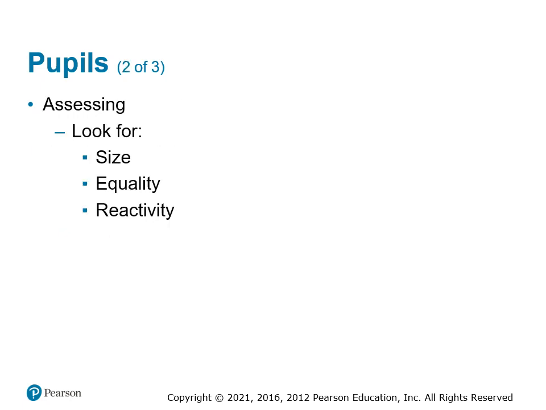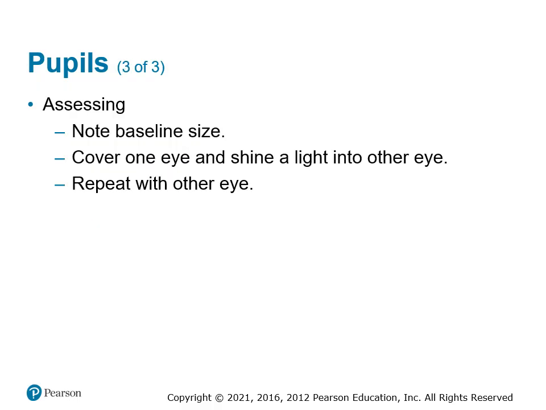We're going to look for the size of the pupil, and you can compare it. Usually on your pen light, there's a little chart on the side on most of them. You're going to make sure both pupils are equal, and you're going to look as to whether or not they react to the light. Note the baseline size. Once you shine the light in, cover one eye, shine the light into the eye, and then repeat the process in the other eye, and note that.